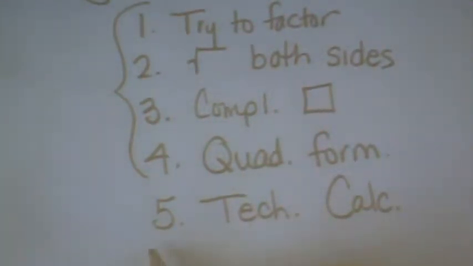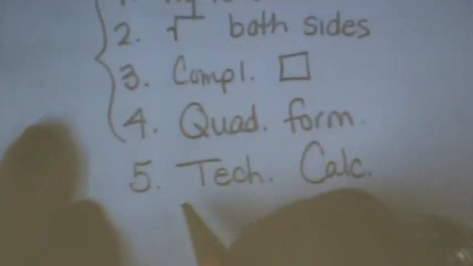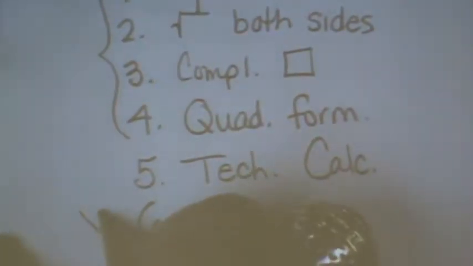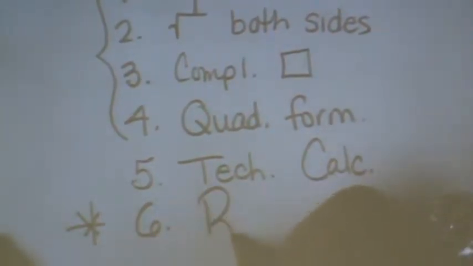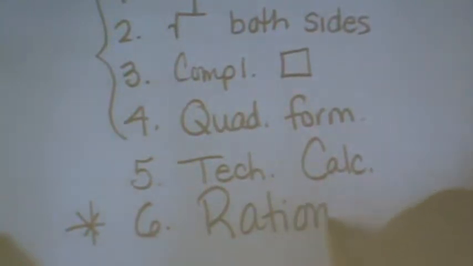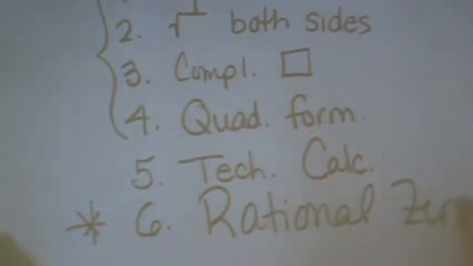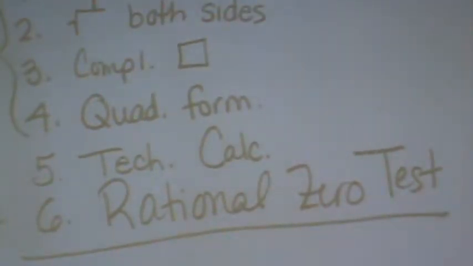Now, what if it's not an x squared problem? There's got to be ways to factor these to find the zeros. Well, this is what I'm going to teach you today. It's called the rational zero test. This is what we're concentrating on today. That's going to help you.